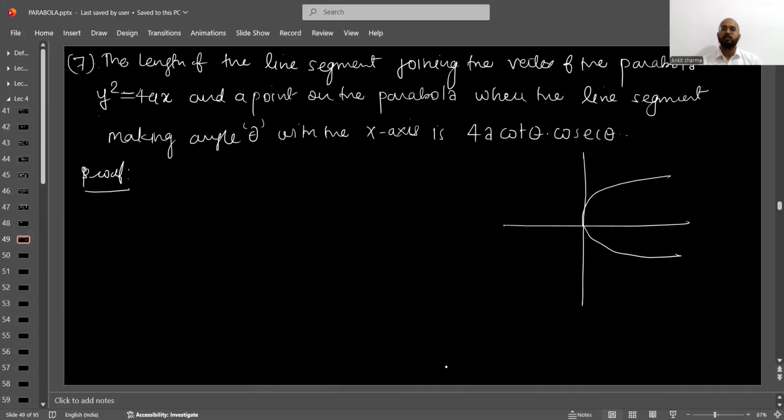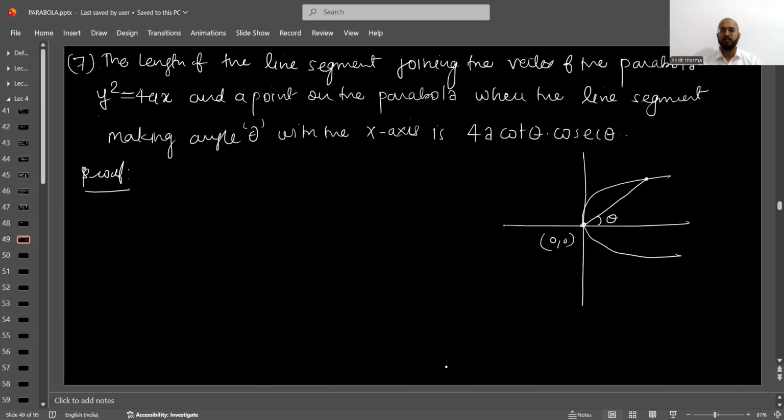So the length of the line segment joining the vertex, that means from here to here. This is the length of the line segment joining the vertex of the parabola and a point of the parabola, where the line segment makes angle theta here. This one. So these properties are very helpful in solving the problem later on. Okay, so first we will derive all these things and then we will go ahead.